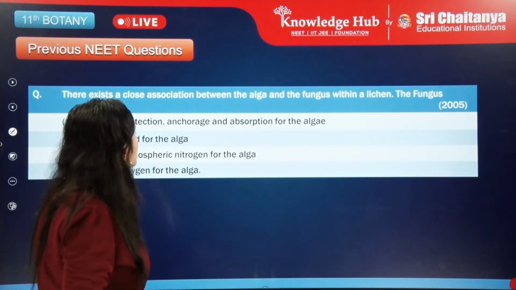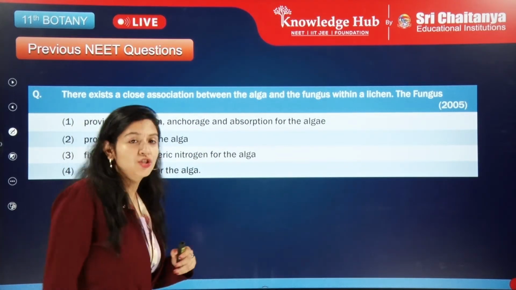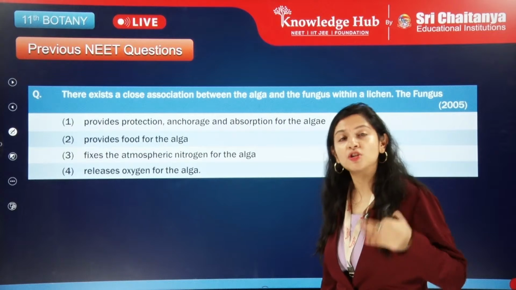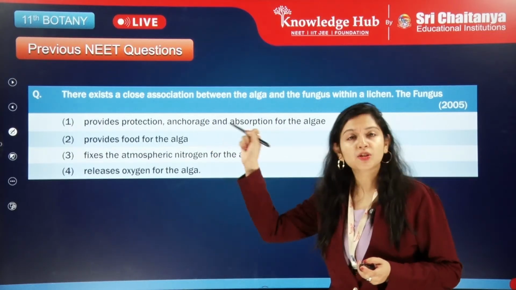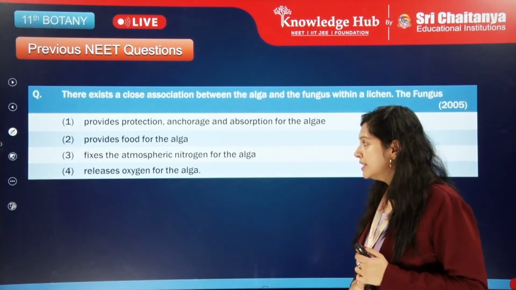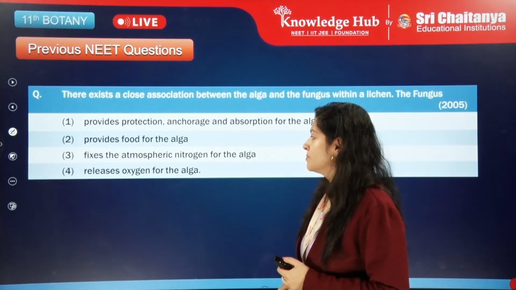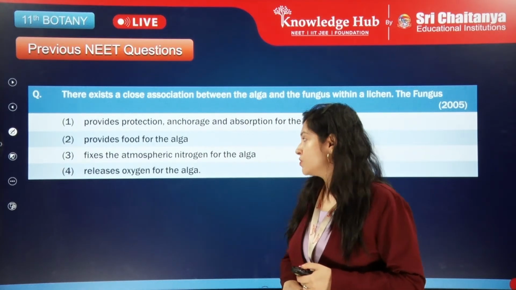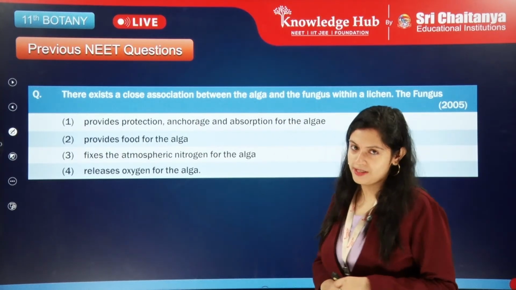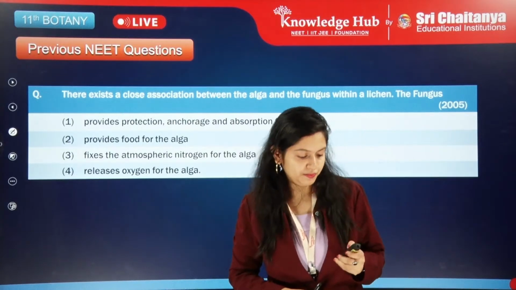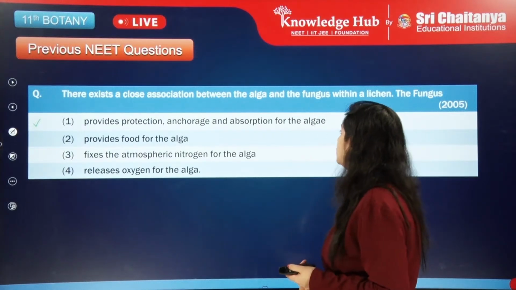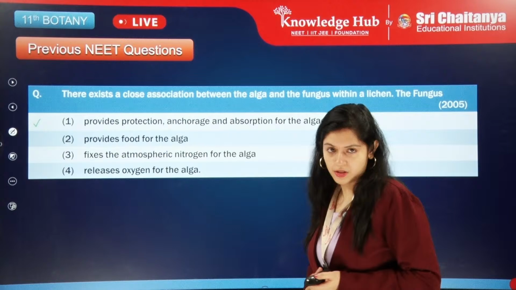There exists a close association between an alga and a fungus in a lichen. What is the function of the fungus? What is it doing? Provides protection, anchorage and absorption for the algae. Next, it is providing food for the algae. Next, it is fixing the atmospheric nitrogen for the algae. And it releases oxygen for the algae. So this is providing protection, anchorage and absorption for the algae. So this is the correct one, the first option.